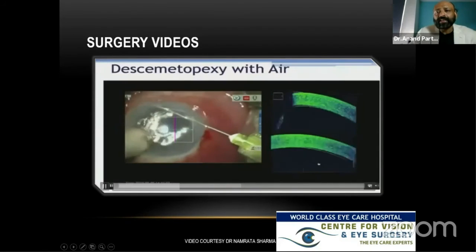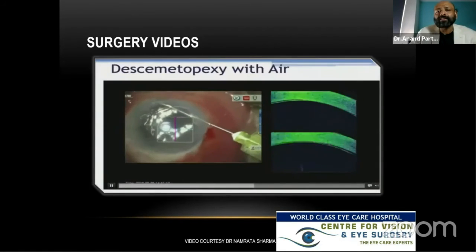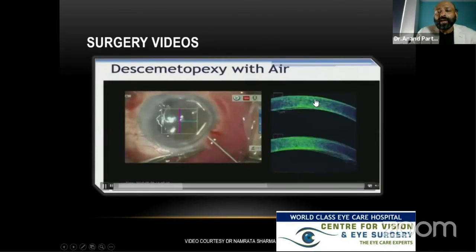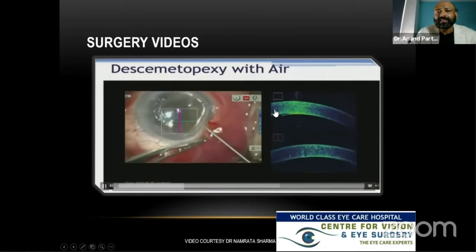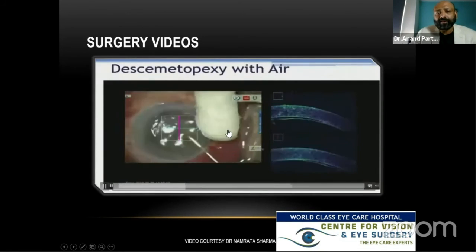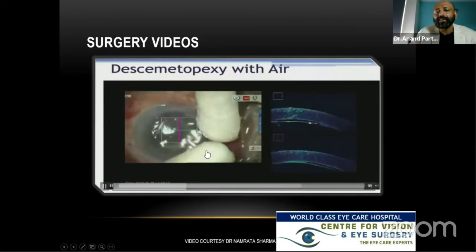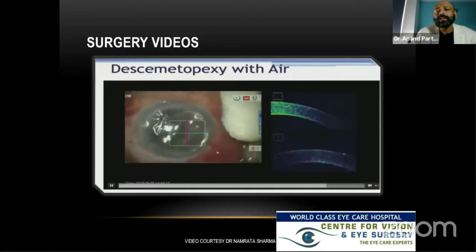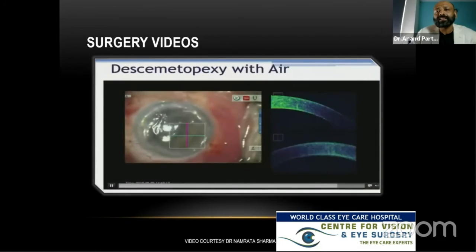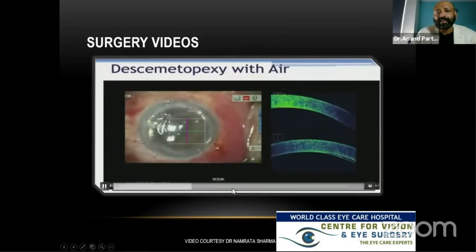In descemetopexy, important, especially post-cataract DM detachments, you can still get peripheral detachments. These need to be removed. A hack which I learned from Dr. Namrata is to put a bit of Healon or use the cotton bud to make sure when you remove the needle, the AC doesn't shallow, because that itself can cause a detachment again.